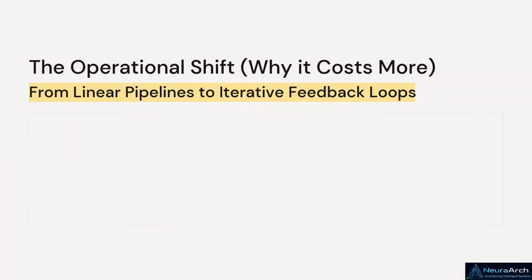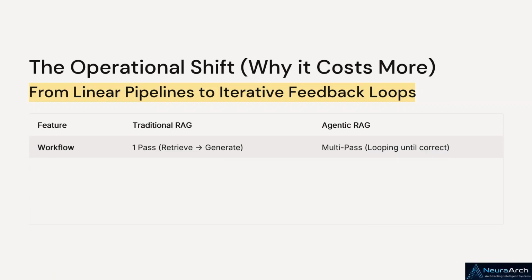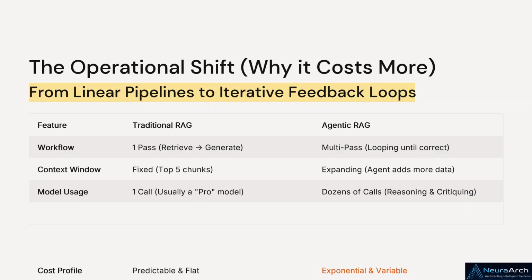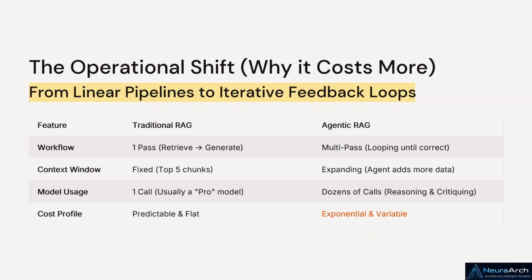So why does Agentic RAG cost more? And the answer is the operational shift. Because if you remember, the traditional RAG is a linear pipeline, compared to Agentic RAG, which is an iterative feedback loop, right? So we will go one by one through the features offered by traditional RAG against the features of Agentic RAG, and we will understand what's the exact difference and where the costs differ.